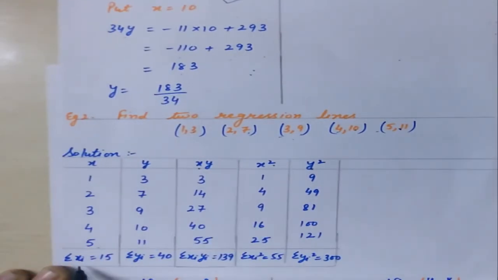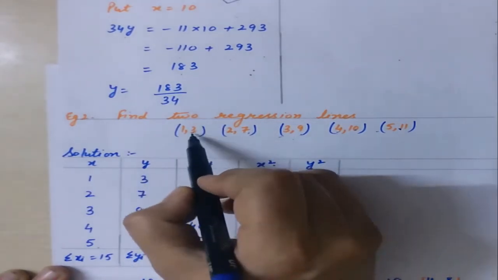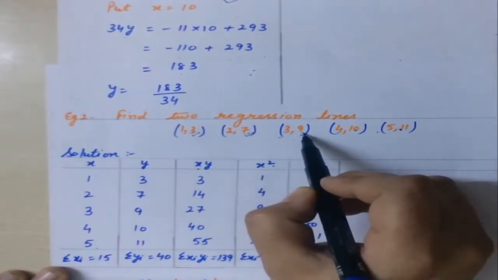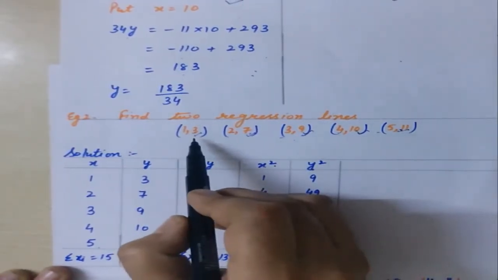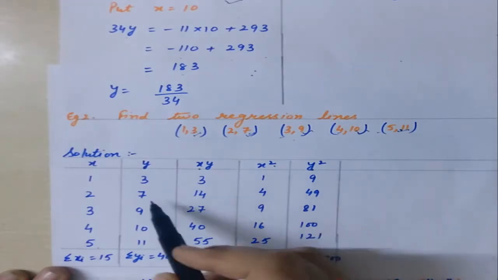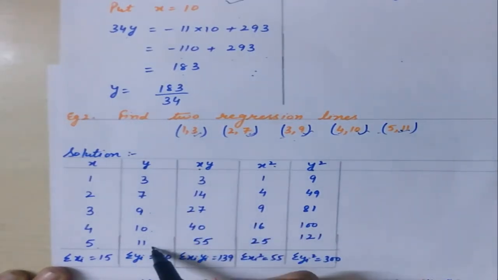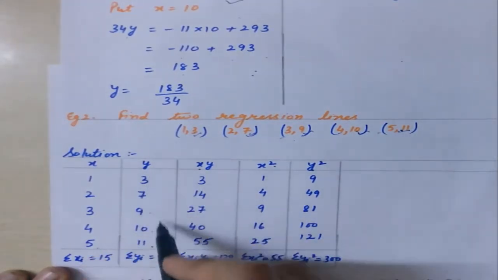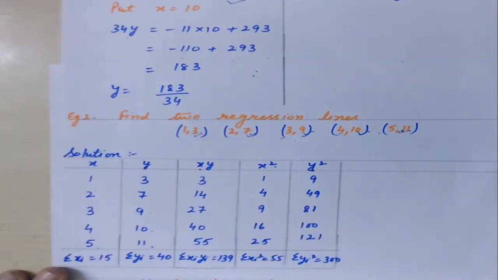And at the end, because in the formula we need the summation, sigma xi is equal to 15. Same case, another column is y. When we put the values, it will be 3, 7, 9, 10, 11. When we sum up all the values, it will be equal to 40.